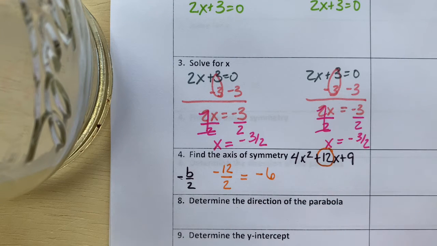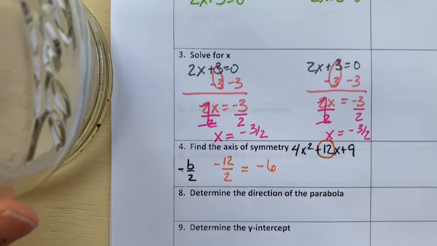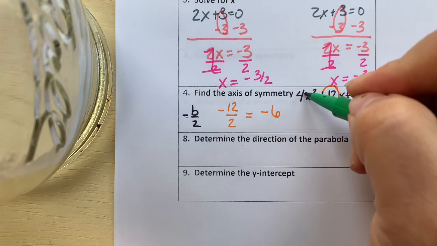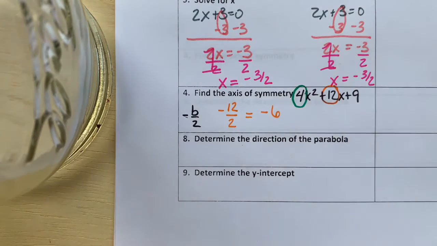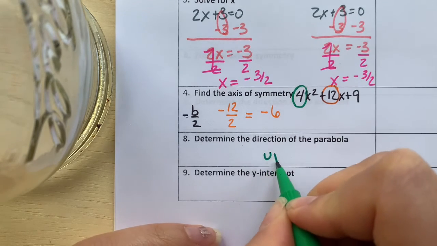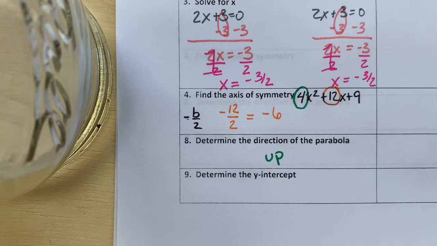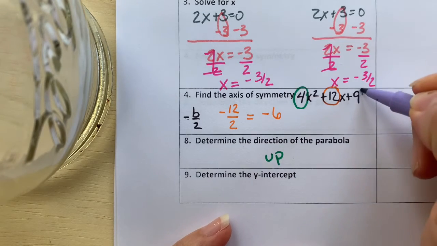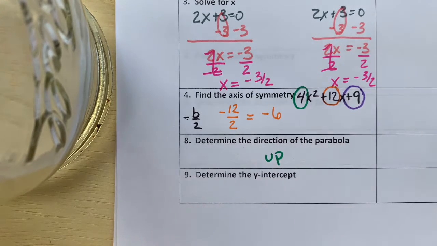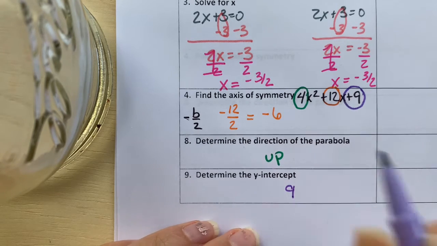Now I need to determine the direction of the parabola. The direction of the parabola, remember, is all based on our first number. Is the first number positive or negative? Since it's positive, the direction is up. If it was negative, it would be down like a frown. The final thing that we're looking to do is find our y-intercept. Our y-intercept is always our constant, the number without an x, and that is equal to 9.